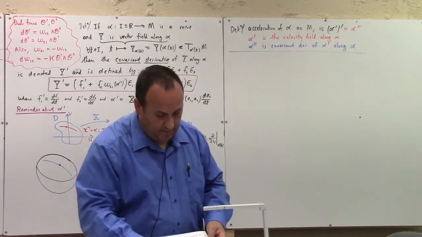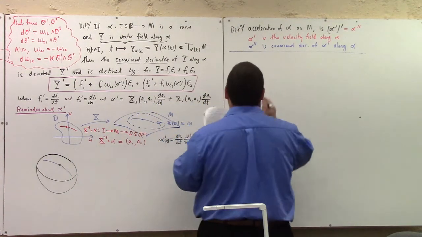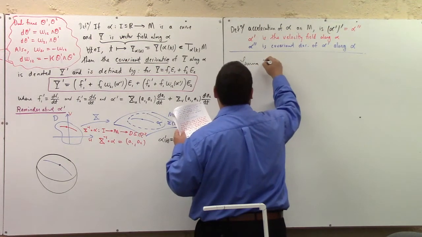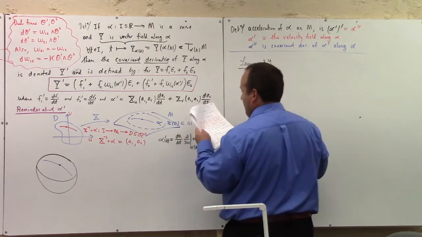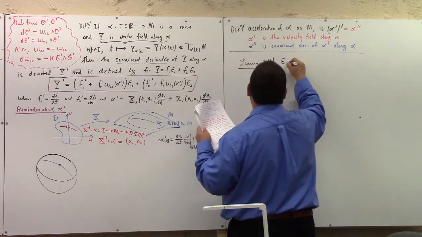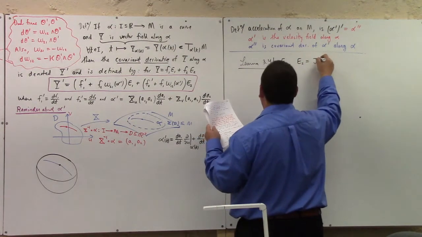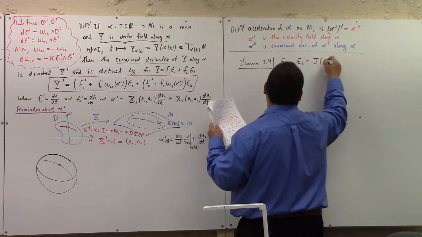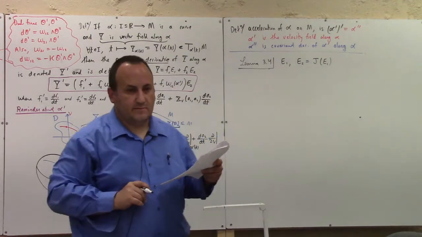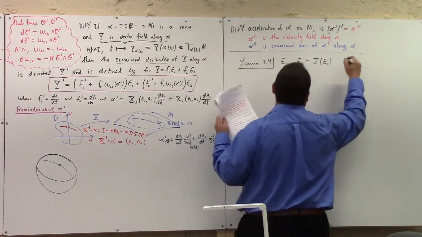So the next lemma, here we go, lemma 3.4. It says if you have E1 and then E2, which is equal to J E1, where J is that rotation by 90 degrees operator. All right. So let this be a positively oriented frame.